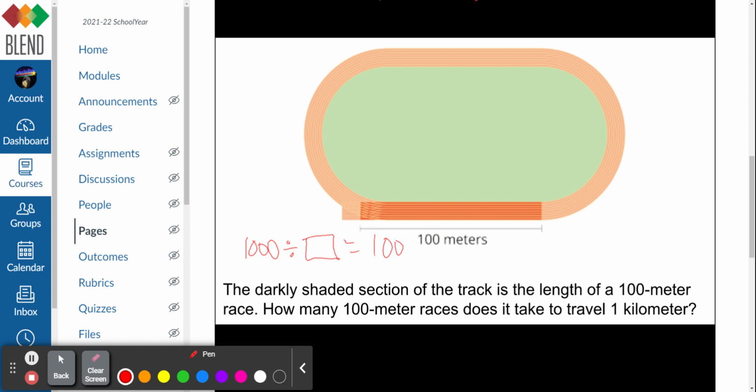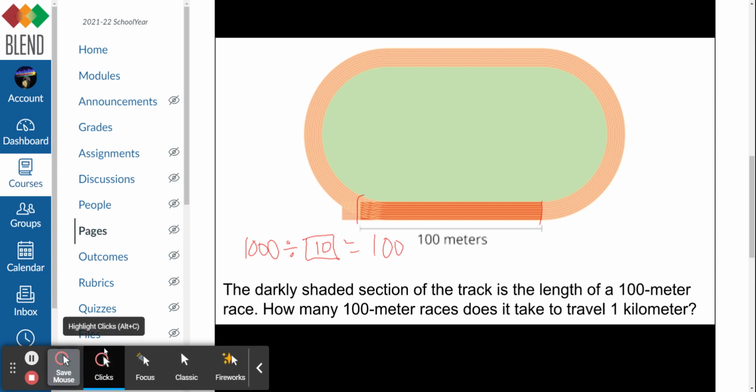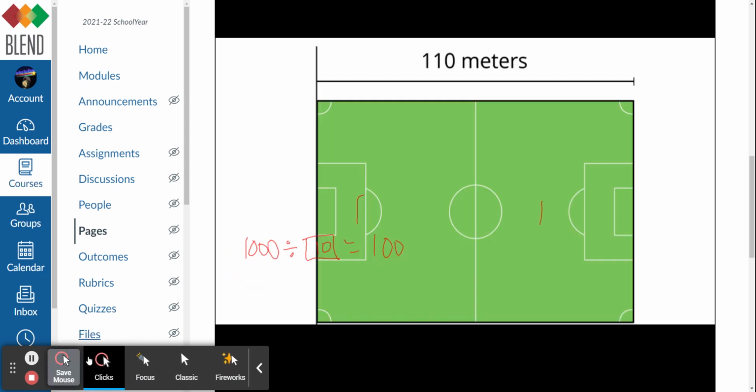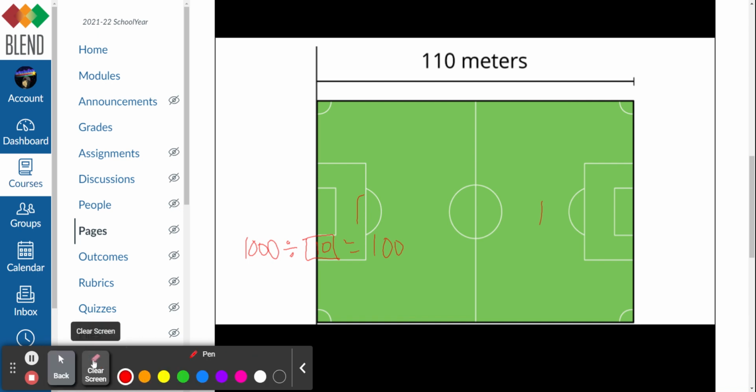So we can figure out how many 100-meter sections are in our kilometer, which is 1,000 meters, by looking at our cheat sheet. First of all, 1 kilometer is 1,000 meters. So if 1 kilometer is 1,000 meters, then 1,000 meters divided by what equals 100? 10. So we have 10 100-meter sections in a kilometer. All right, so using the cheat sheet is really, really helpful when it comes to this. All right, next, just clear the screen.